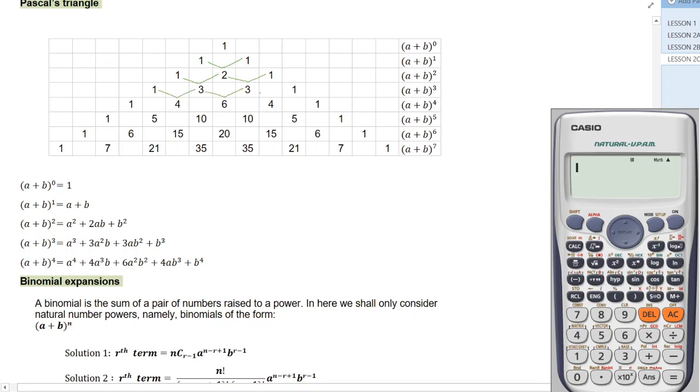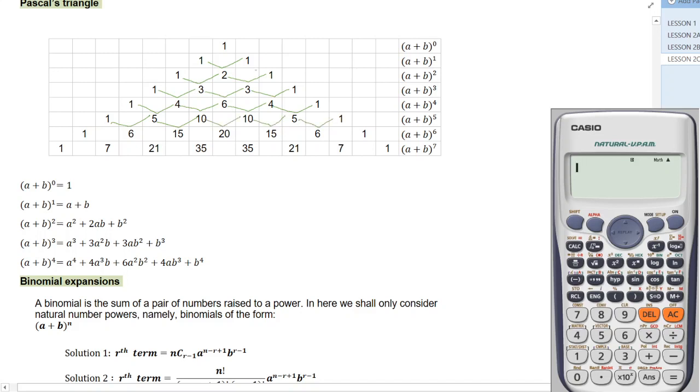3 plus 3, that is 6. 3 times 1, that is 4, until the end. Okay, 4 plus 6, so it is just like that. Okay, 4 plus 1, that is 5. Okay, 1 plus 5, that is 6. 5 plus 10, that is 15, and so on.